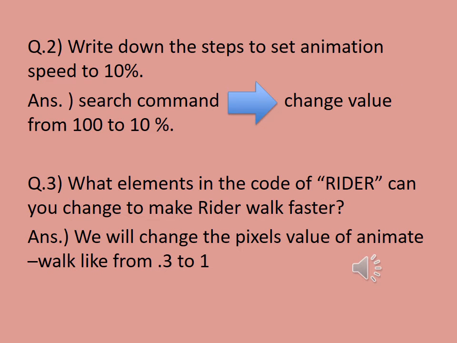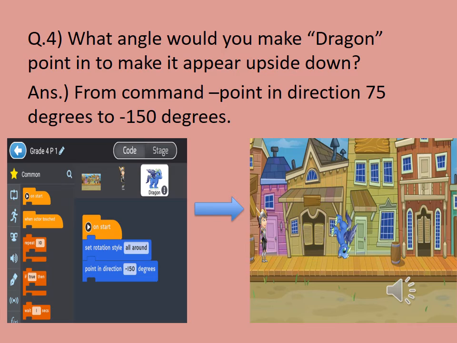Question 2. Write down the steps to set animation speed to 10%. Answer is search command, then click to change value from 100 to 10%. Question 3. What elements in the code of rider can you change to make rider walk faster? Answer: we will change the pixels value of animate walk, like from 0.3 to 1. Question 4. What angle would you make dragon point in to make it appear upside down? Answer is from command point in direction 75 degrees to minus 150 degrees.